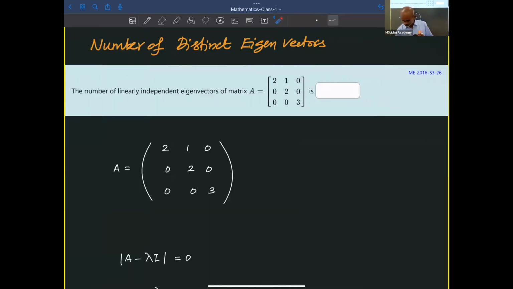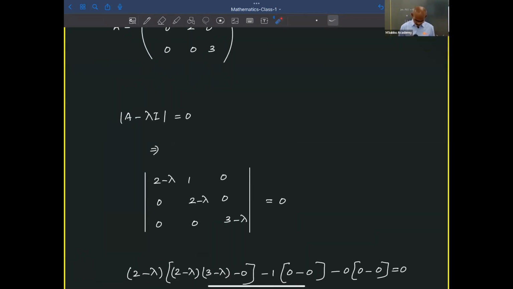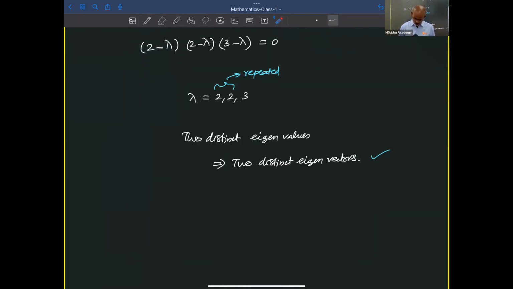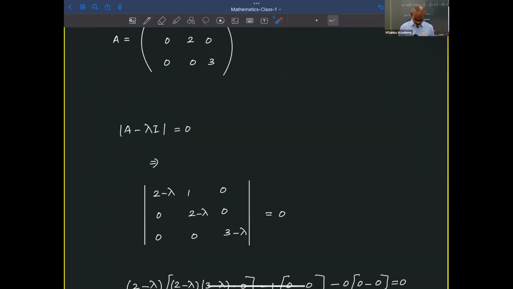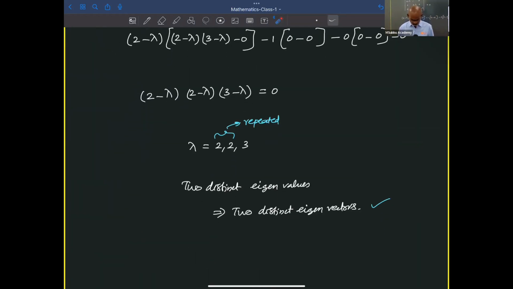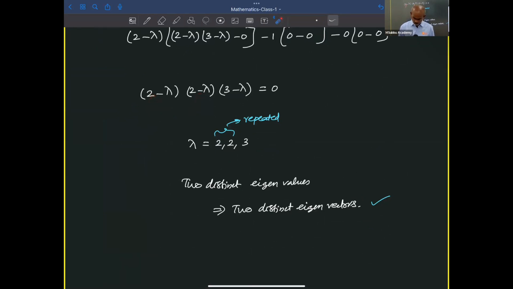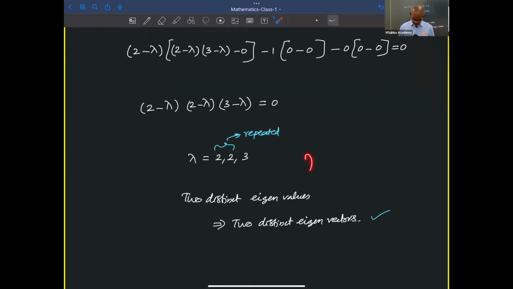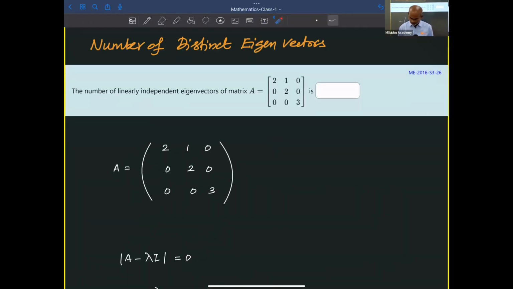Number of distinct eigenvectors: we are simply evaluating the number of eigenvalues. Of course, the number of eigenvalues should be equal to the size of the square matrix. Here the two roots are repeated roots, so we'll be getting two distinct eigenvectors, because the eigenvector for these two will be the same. That is, the number of distinct eigenvectors is simply equal to the number of distinct eigenvalues. In that way you can easily say.